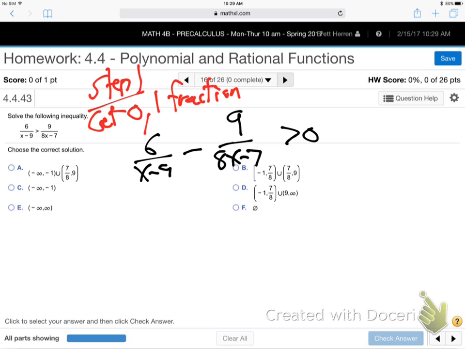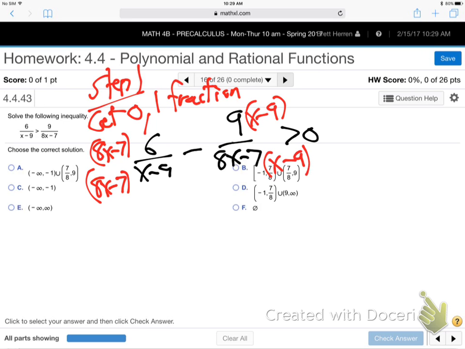Watch your signs closely. All right, so multiply top and bottom. You've got to basically multiply by the other guy, right? So multiply top and bottom of this one by 8x minus 7, and top and bottom of that one by x minus 9. You with me? That'll make the two denominators have the same two things and be common. Remember that from algebra? So you've got to multiply by the other denominator, basically, and then FOIL those out and combine.